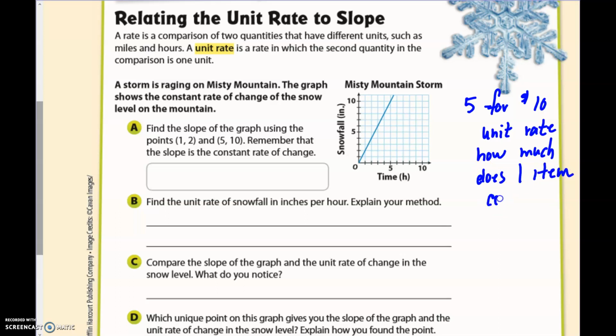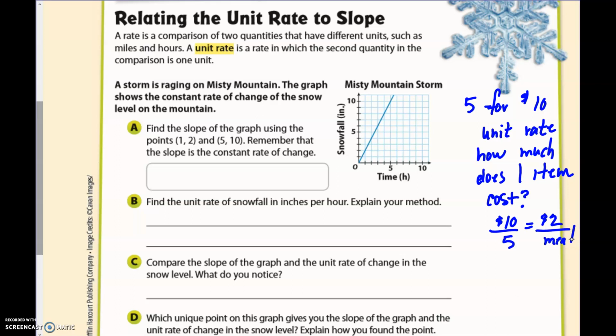So in my particular example, when I was grocery shopping and I got 5 of them for 10, how much does 1 of my meals cost? Well, I'm going to take my money and divide by 5, and I end up with $2 per meal. So my unit rate is $2 per meal.